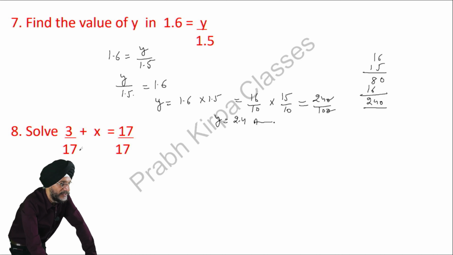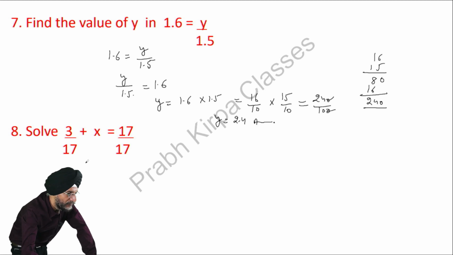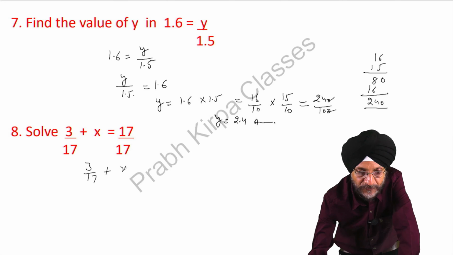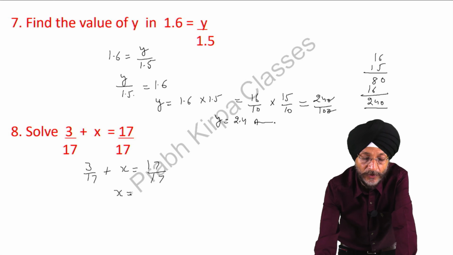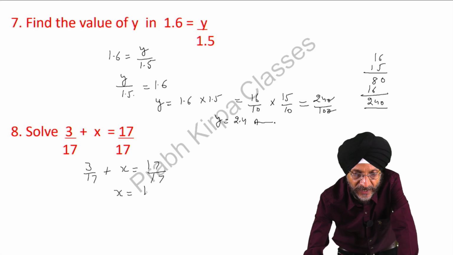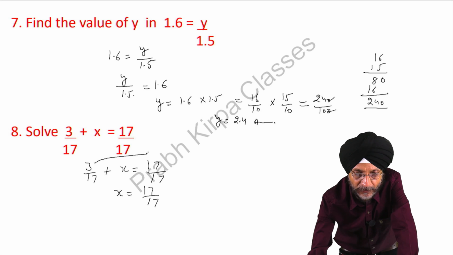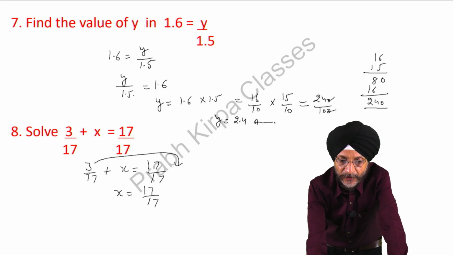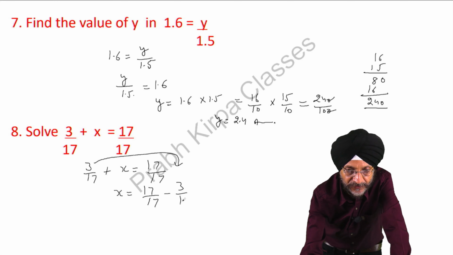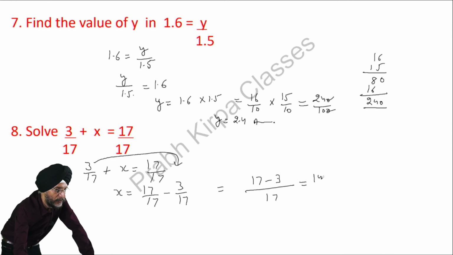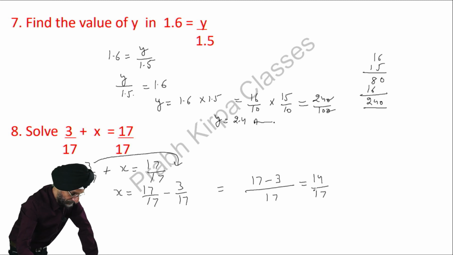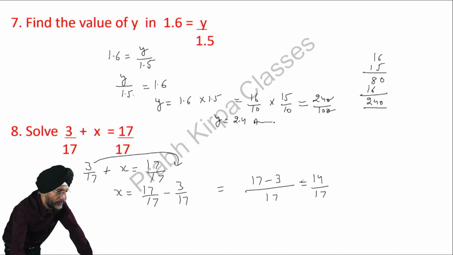Now the next question before us is solve 3 over 17 plus x is equal to 17 over 17. As you have solved the earlier questions, we will keep x on the left hand side and we will take this number to the other side, and because this is the positive number it will become negative. It can also be written as 17 minus 3 or 14 over 17. 14 over 17. So the answer is before you.